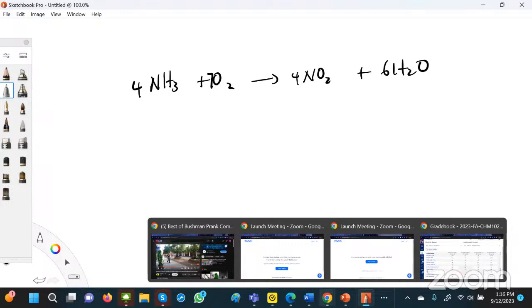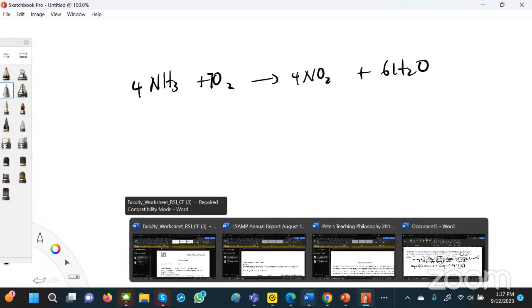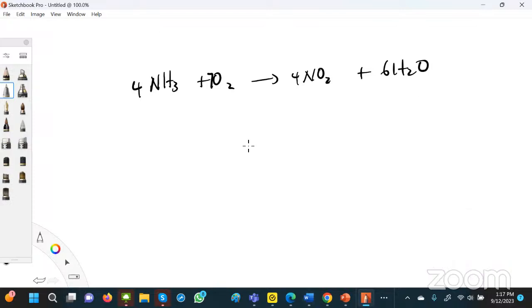Okay, so let me look at the question here. All right, the question says that you're starting off with 2.50 grams of ammonia, and it's reacting with 2.85 grams of oxygen to produce NO2 and H2O. The question is asking which reactant is the limiting reactant. So what will be the first step in this process?